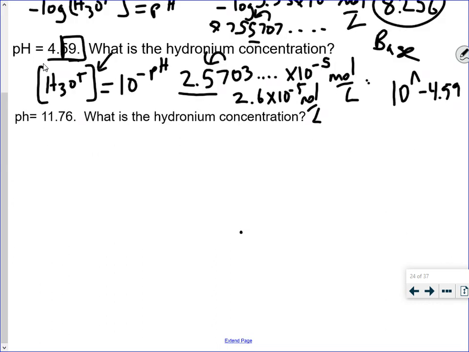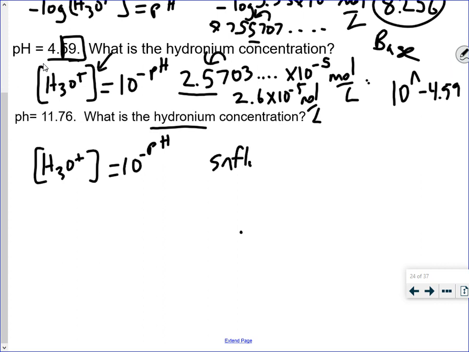Okay. All right, let's try this last question. We're solving for hydronium ion concentration. So hydronium ion concentration formula is inverse log of pH. So I'm going to go second function log. Okay, I'm going to take the negative of 11.76. Second function log, negative 11.76.